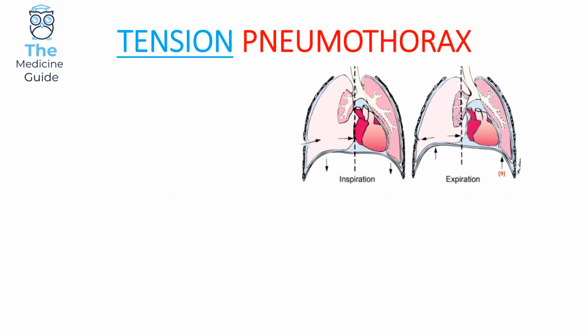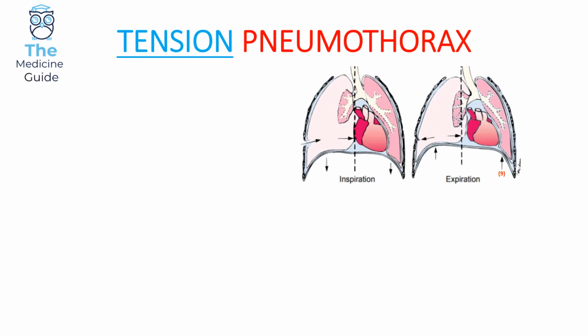So now let's focus on tension pneumothorax. Now tension pneumothorax is a medical emergency. It's something that comes up classically in exams and you have to be aware of it. So in tension pneumothorax, air will enter during inspiration, however the air can't exit during expiration. So you've got this trapped seal of air and this air continues to enter, however it can't exit.